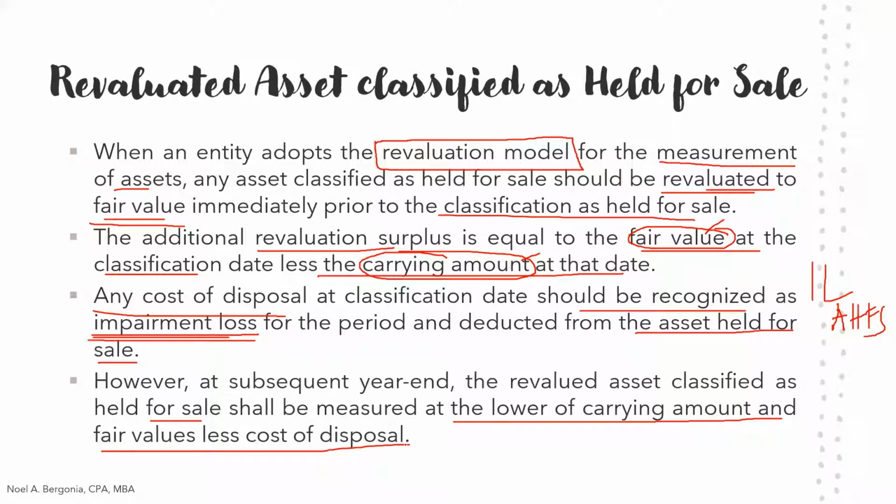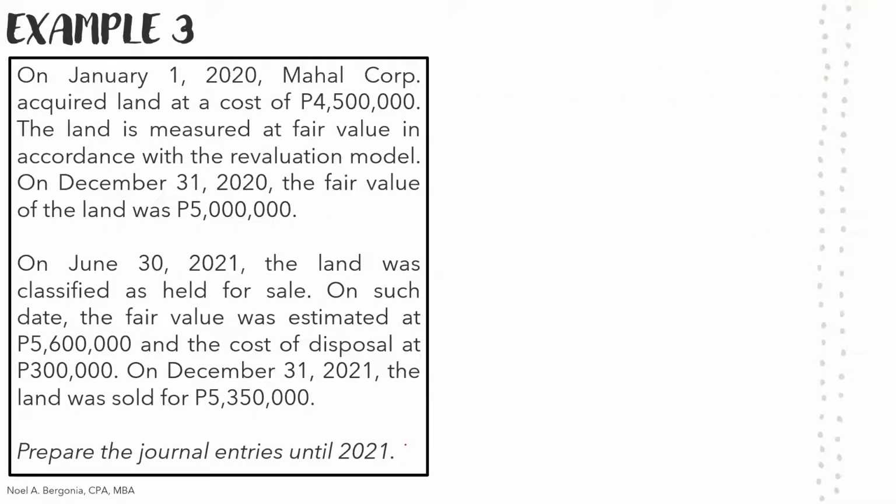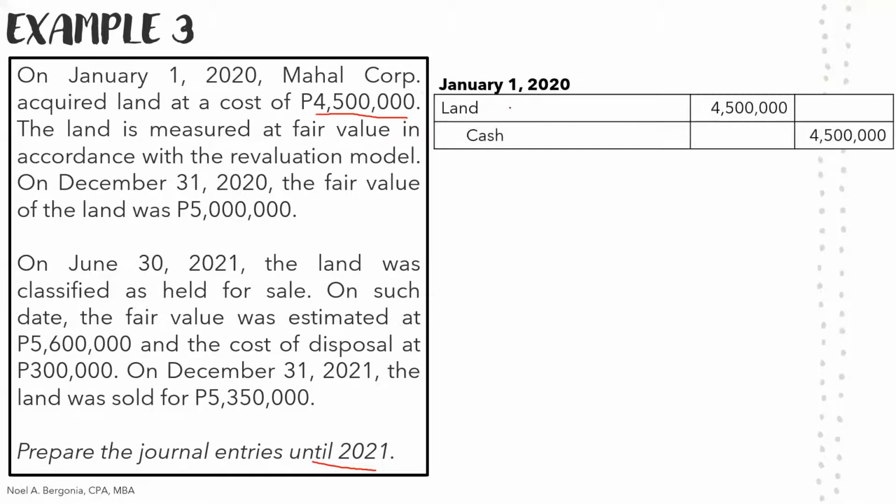To give you an example, let me show you. Prepare a journal entry until 2021. On January 1, 2020, Mahal Corporation acquired a land at a cost of 4,500,000. That's the original cost at the date of purchase. So debit land, credit cash, 4,500,000.